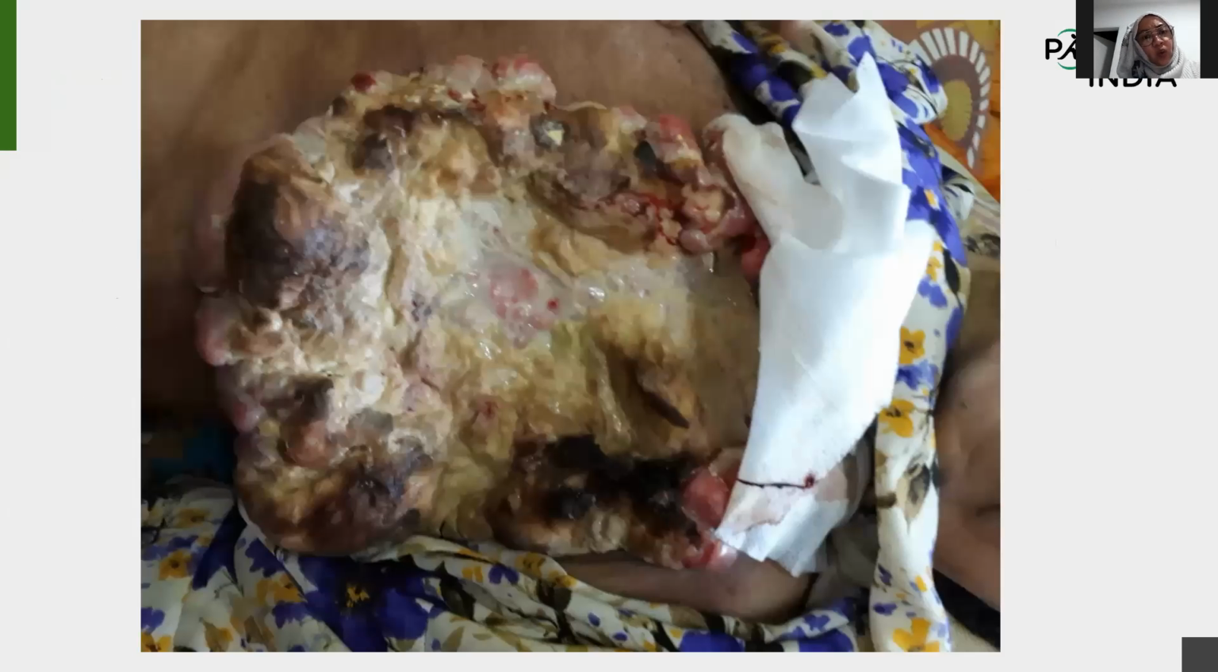This is her wound. But actually on our first visit, the patient didn't want us to do or even touch the dressing. So this picture was taken, I think, on the third visit. Next slide, please.